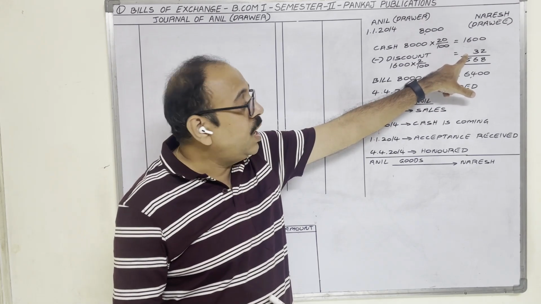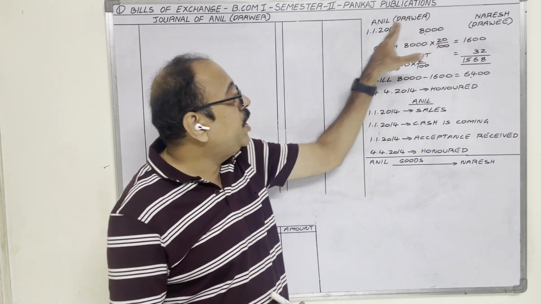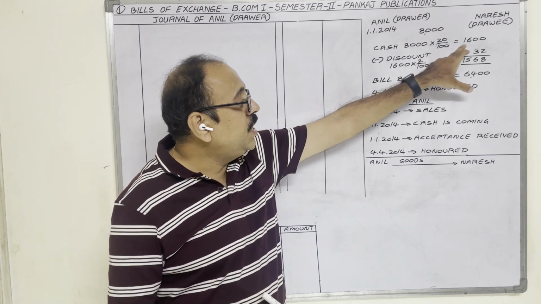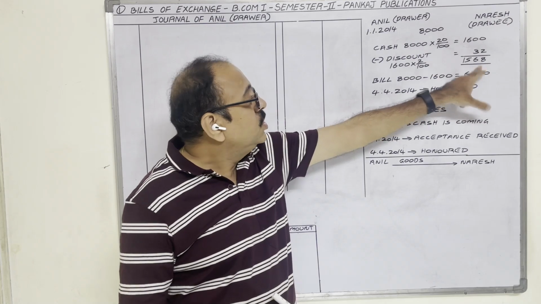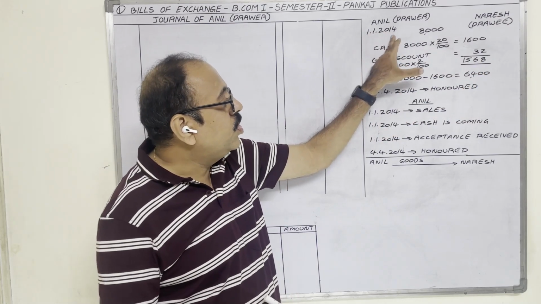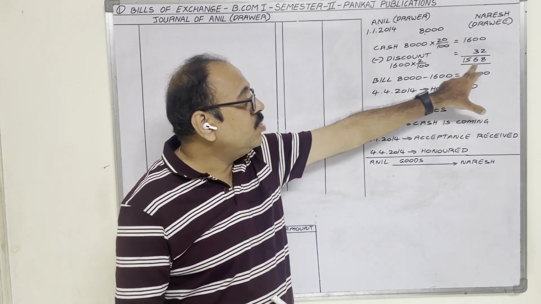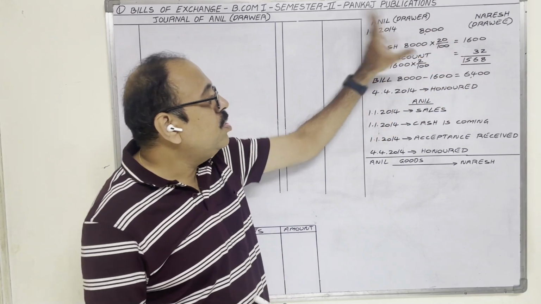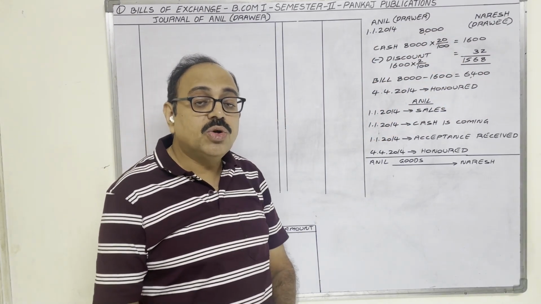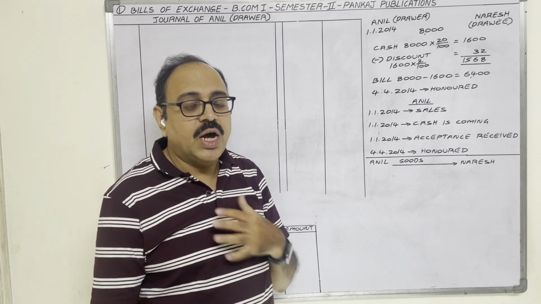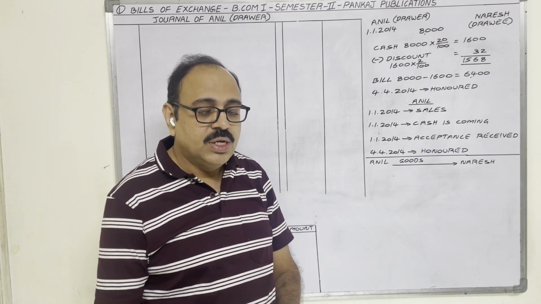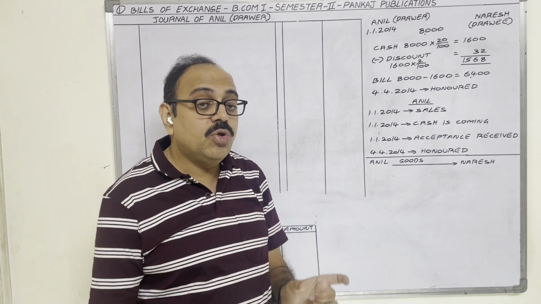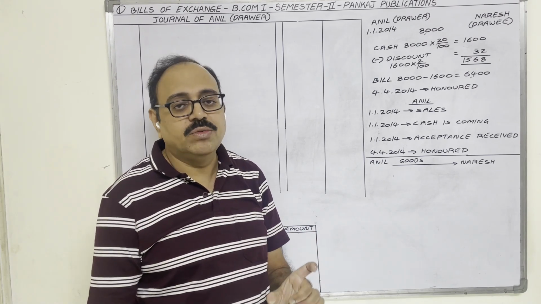Then finally, how much cash did Naresh pay to Anil? 1,600 minus 32 rupees, 1,568 rupees. So on 1st January 2014, Naresh paid 1,568 rupees to Anil, and there is a discount of 32 rupees. For Anil, this 32 rupee discount is discount allowed, a loss. For Naresh, this 32 rupee discount is discount received, a profit.